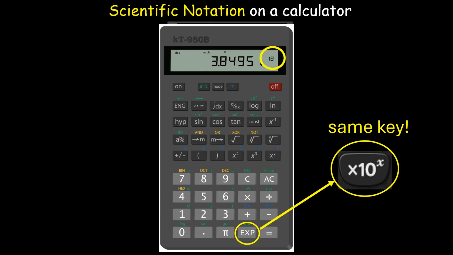Notice this small 18. It looks like it could mean the number is raised to the power of 18. This display actually means 3.84951 multiplied by 10 to the power of 18. I won't show any more on these older models. Be sure to refer to your user manual if yours is similar to this one.